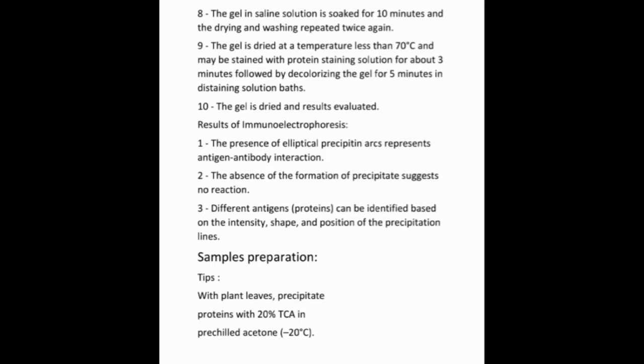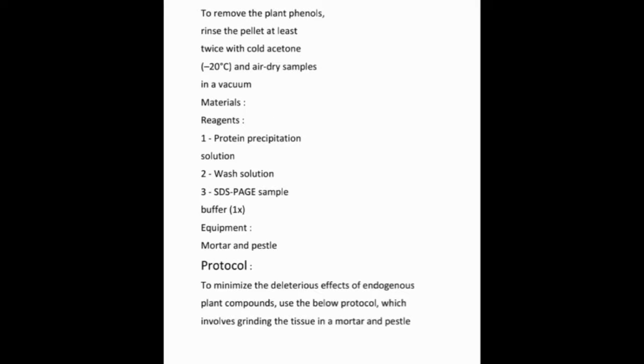Sample preparation tips. With plant leaves, precipitate protein with 20% TCA in pre-chilled acetone at a temperature of -20 Celsius. To remove the plant phenols, rinse the pellet at least twice with cold acetone and air dry samples in a vacuum. Materials, reagents. 1. Protein precipitation solution. 2. Wash solution. 3. SDS sample buffer. Equipment, mortar and pestle. Protocol.